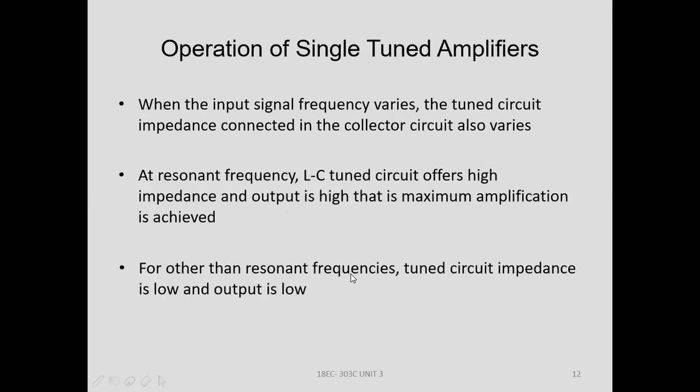For frequencies other than the resonant frequency, the tuned circuit impedance is low and the output is also low. That means in the single tune amplifier, a common emitter circuit with a single tuned circuit, one LC tank circuit is connected at the collector. In that, C is a variable capacitor. By varying the capacitance, we can select the required frequency.